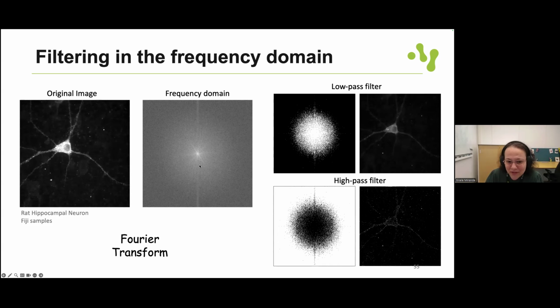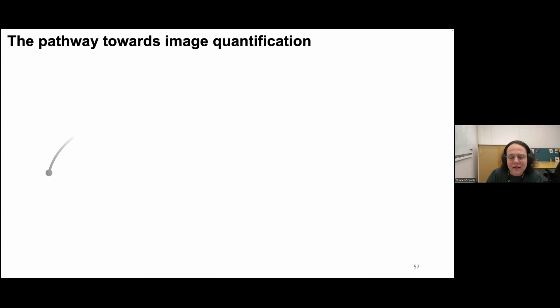This is actually the representation in the frequency domain. Here is the filter itself. A low pass will allow only the low frequency signal to remain in the image, and it has the same effect as smoothing out the edges. The high pass is the other way around: it will highlight the edges. Here we have a neuron, right? The transitions between the neuron body and the background are a high frequency signal. So it's also possible to do this in the frequency domain.